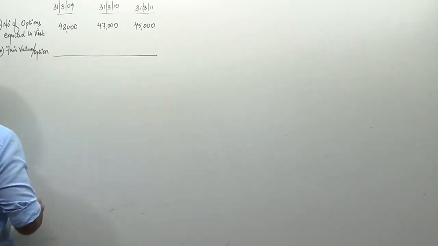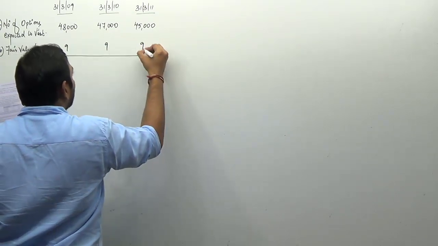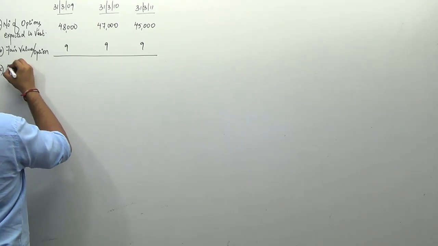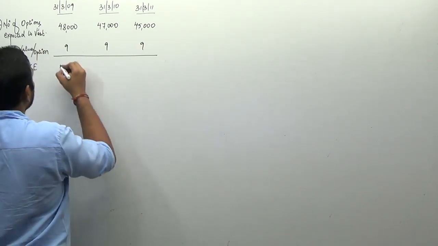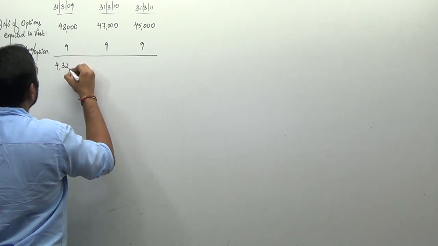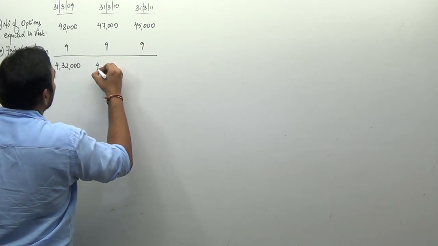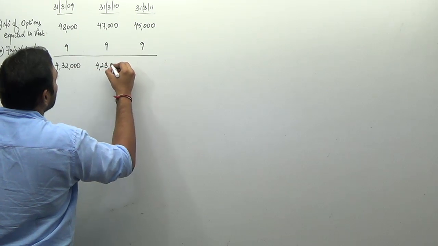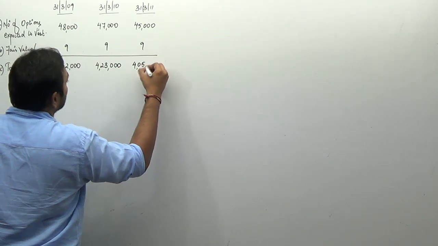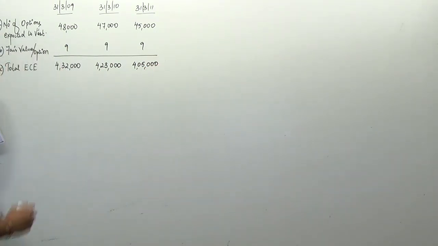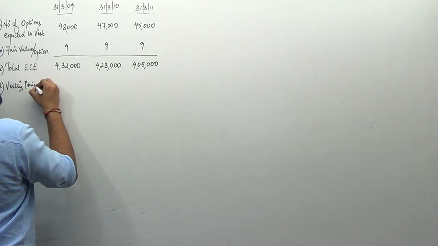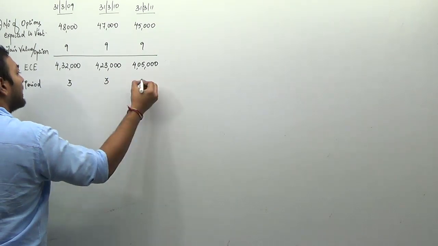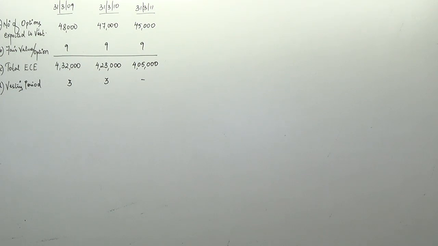Multiply with the fair value of option. Fair value of option is given to us as 9. So my total employee compensation expense is ₹4,32,000, ₹4,23,000 and ₹4,05,000. Vesting period 3, 3 and nil. Last year, don't take it as 3 years, because 3 years are over, but he did not satisfy the other vesting condition. So I cannot take any vesting period there.